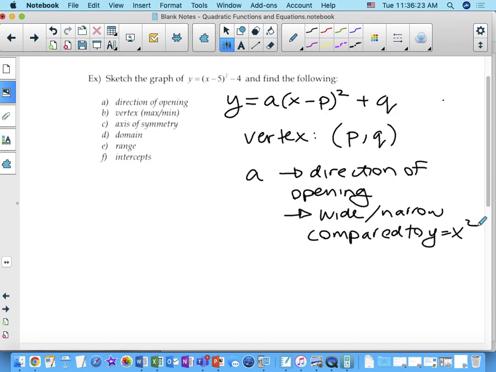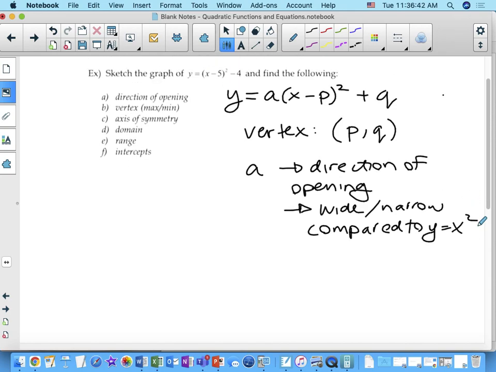Okay, so in this case, what do we know for this particular function? Yeah. We know that the p is negative. Yep. So p is negative, so it's negative 5. And q is? Negative 4. Okay, so can we tell what the vertex is going to be?